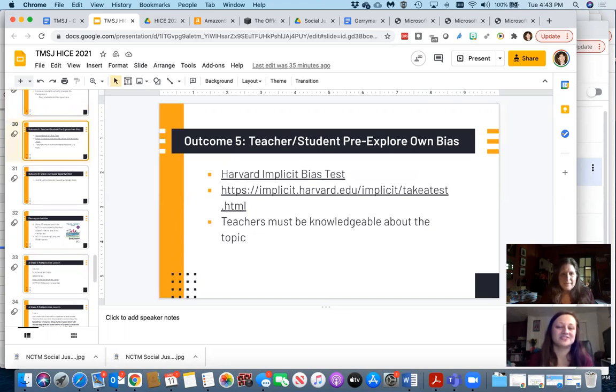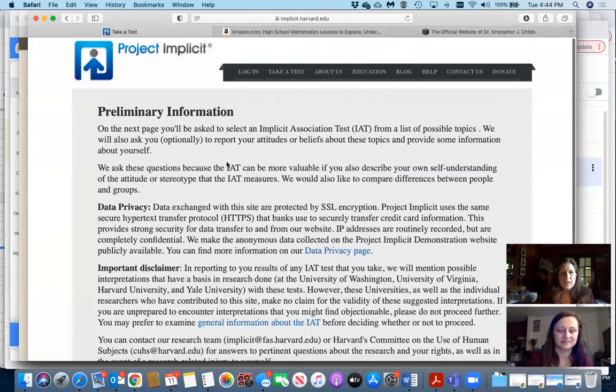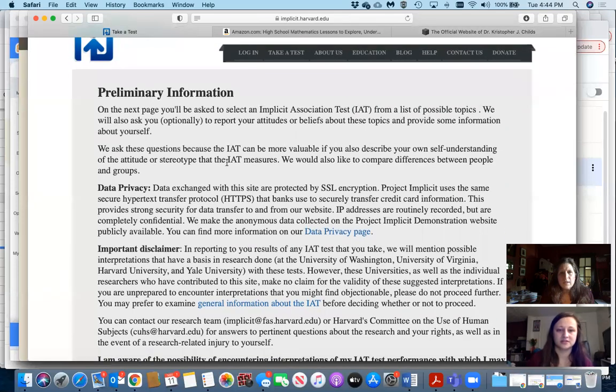Outcome five is that teachers and students pre-explore their own bias. You could do this through the Harvard Implicit Bias Test, which is linked in our presentation. It tells you a little bit about your implicit biases. Once you open it, it comes up to this screen.